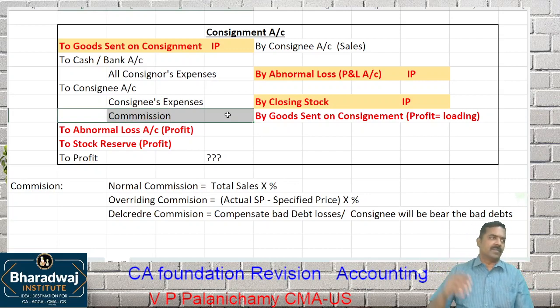Very simple. If del credere commission is paid, who will take care of bad debts? Consignee will take care of bad debt losses. If it is not paid, we will charge it as our expense.